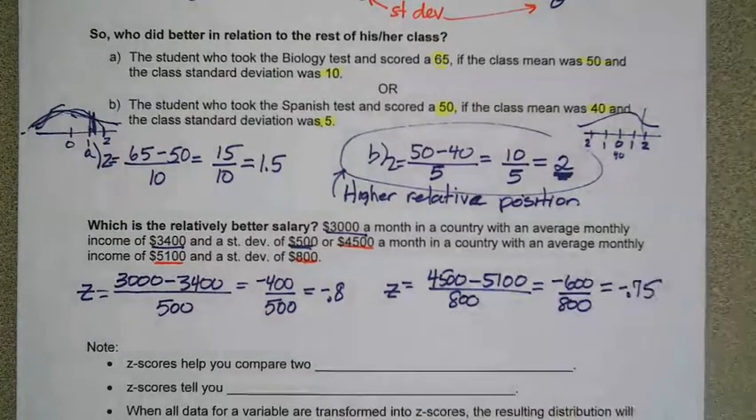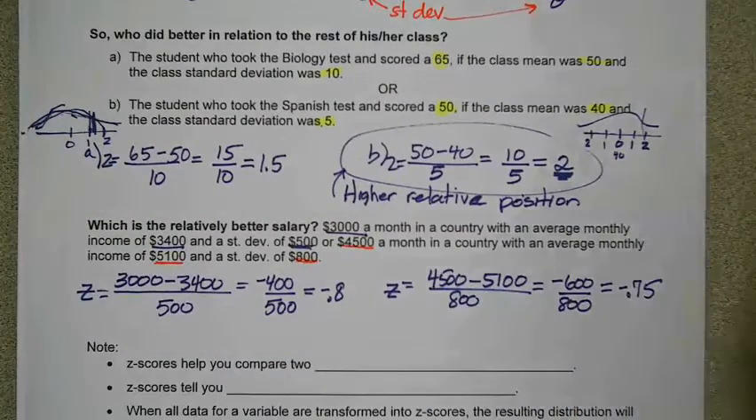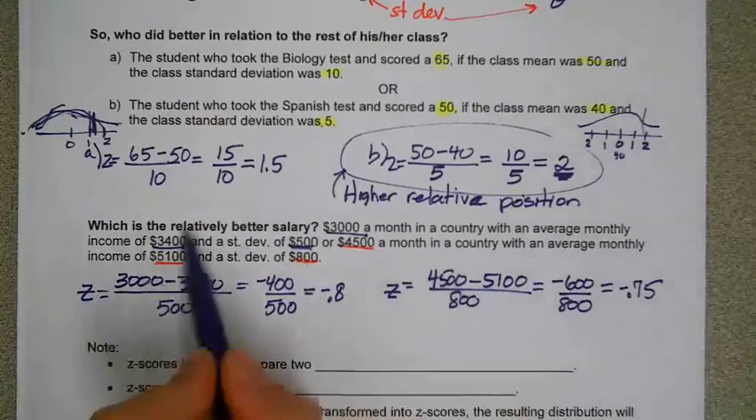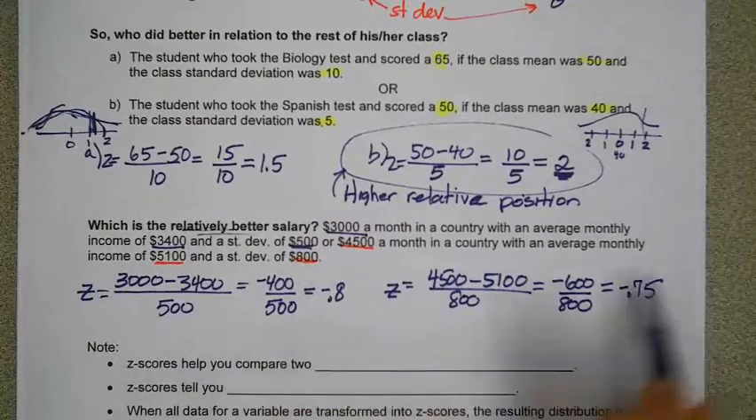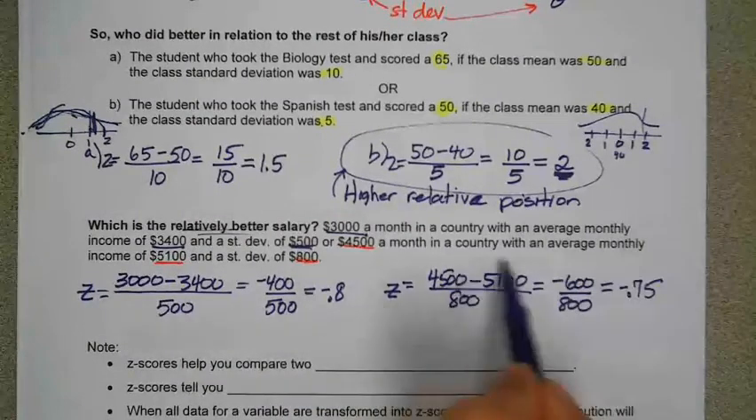So then we look at that. Again, what we're really doing is thinking about where all these things lie on a distribution. You could draw it or visualize it if that helps, or just think of a number line. So we wanted to know who was relatively better. Well, we're looking at a number line, negative 0.8. It's going to come over here somewhere.